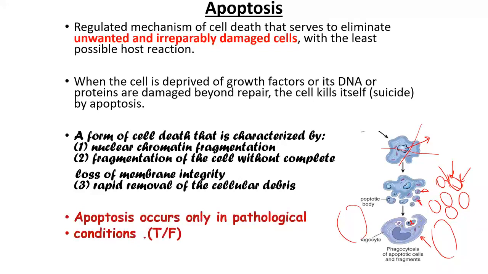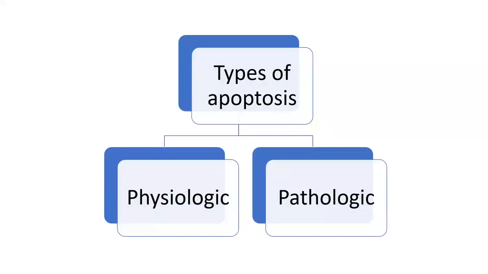So the apoptosis occurs only in pathological conditions. True or false? Of course false. We have already seen that it occurs in physiologic conditions too. So the types of apoptosis, according to the etiology, may be physiologic and may be pathologic.